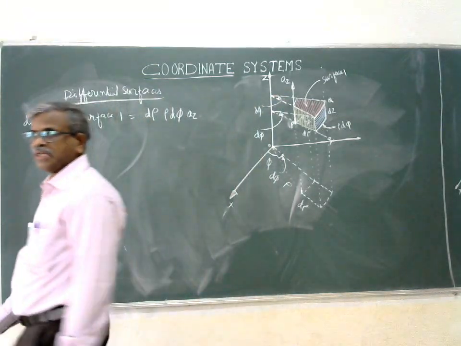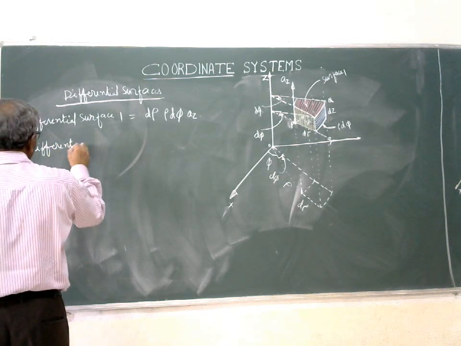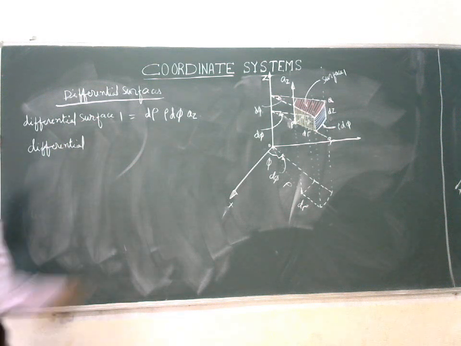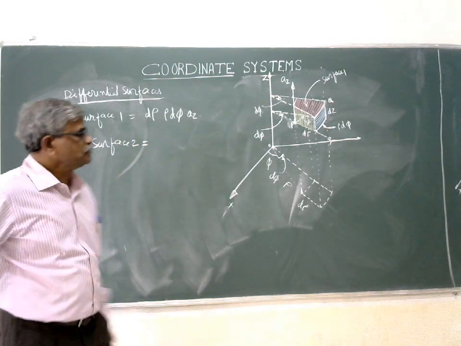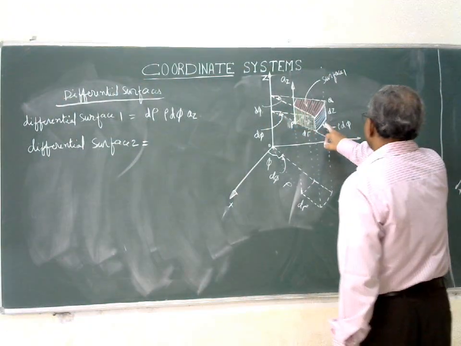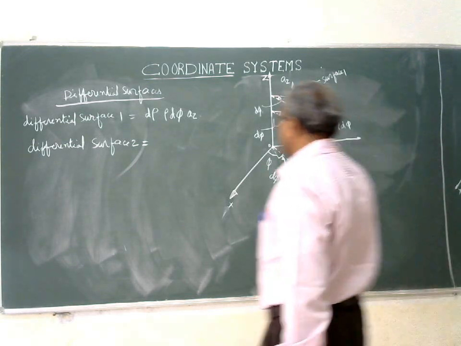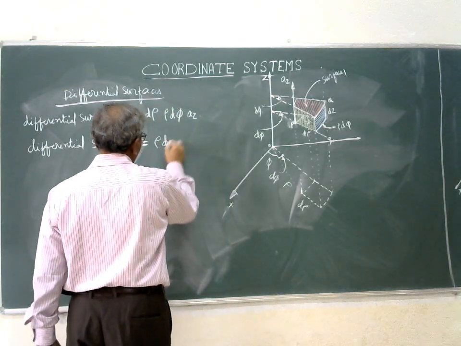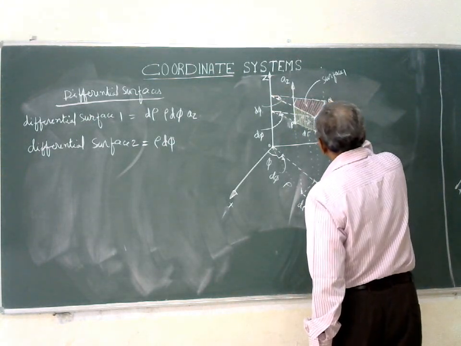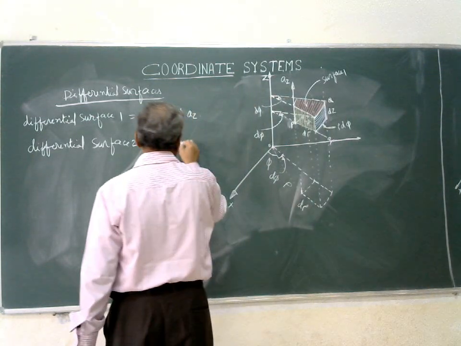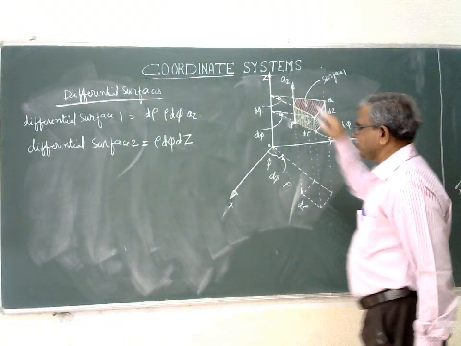Next, differential surface 2. This is differential surface 2. This length is rho d phi, and this height is dz. What is the unit vector normal to the surface? a rho.